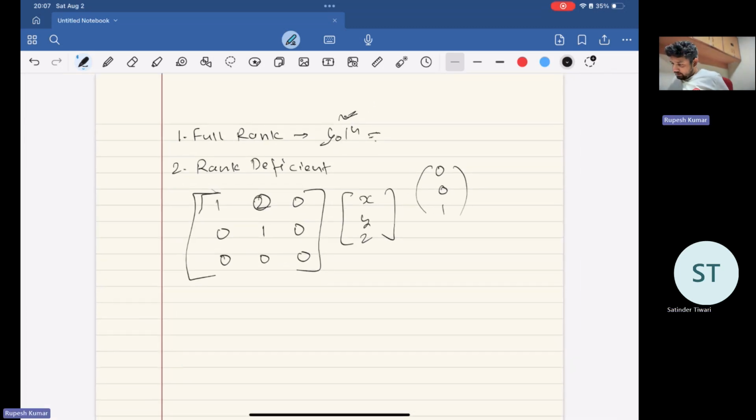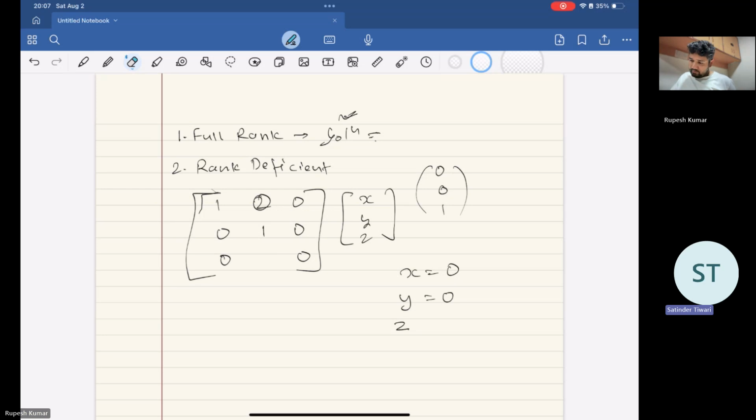This is a rank deficient matrix, right? Then it says x equals 0, y equals 0. Z can take any value. Now when you look into this equation, this says x equals 0, y equals 0, and y equals 1. Is this possible? No, this is not possible. And this is a rank deficient matrix, right? Yes, sir. Fine. So if it's rank deficient, you won't get the solution, right?